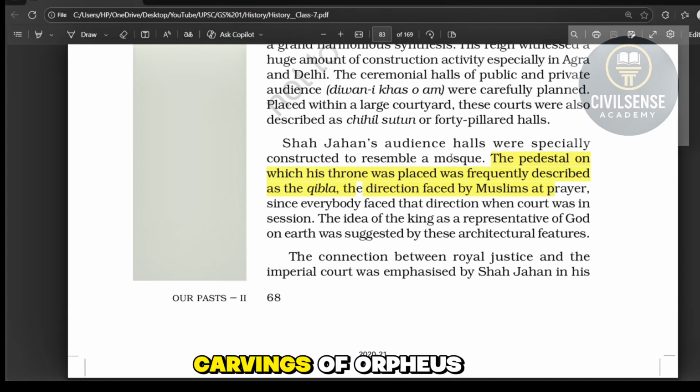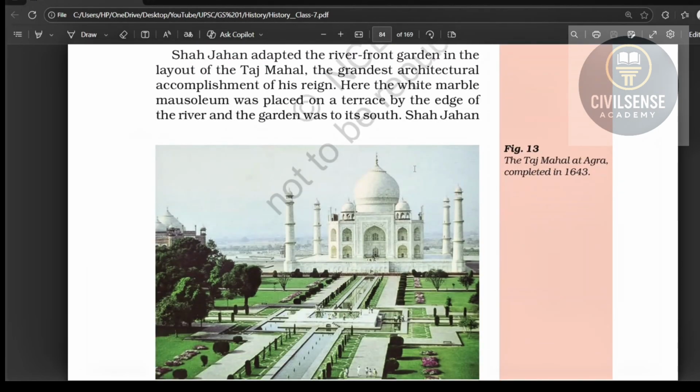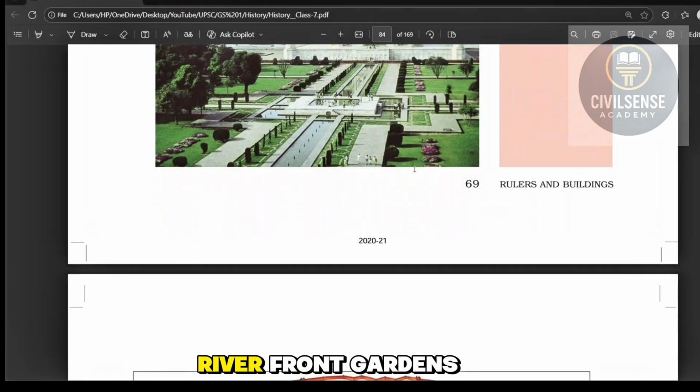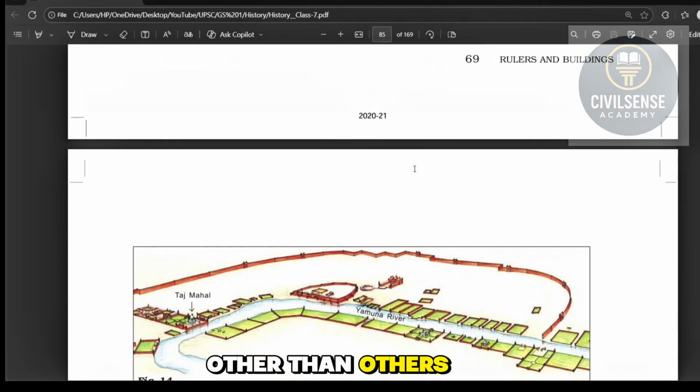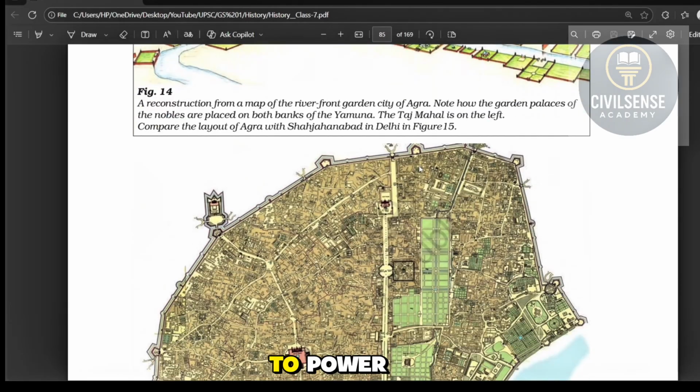Behind it were carvings of Orpheus playing music, a symbol of harmony and peace among all beings. So his court symbolized justice, equality, and universal peace. In his capital Shahjahanabad, the Red Fort faced the Yamuna River, showing the royal control over both land and water. Only the highest nobles could have riverfront gardens, others had to live further inland. That's how even architecture showed the access to power.